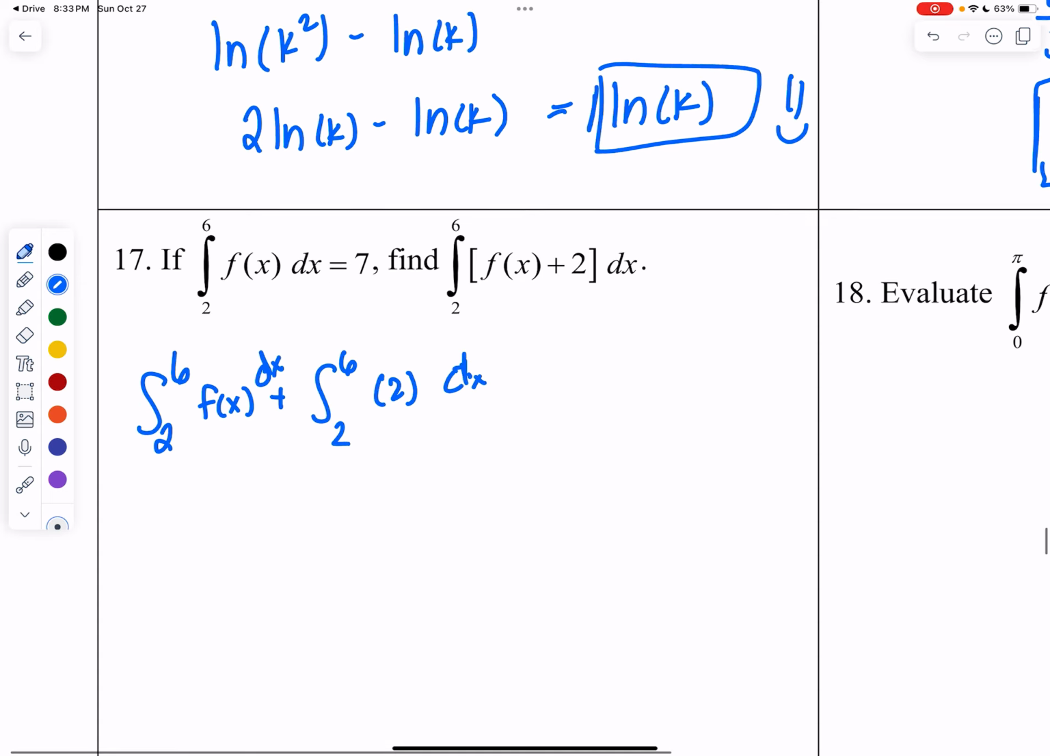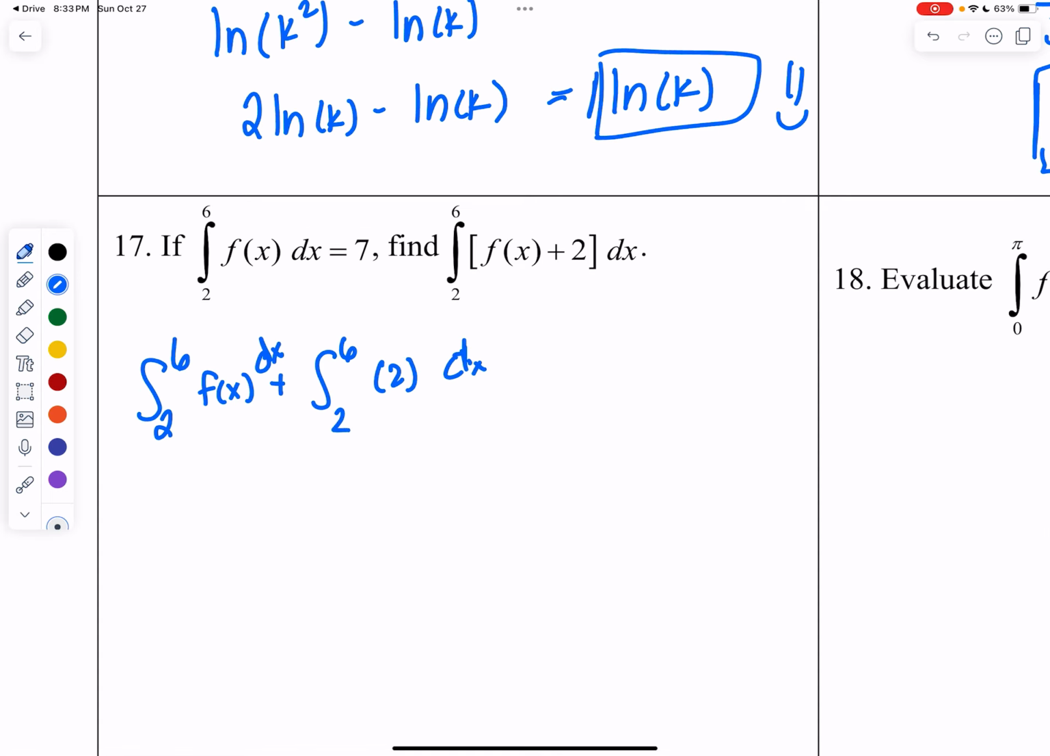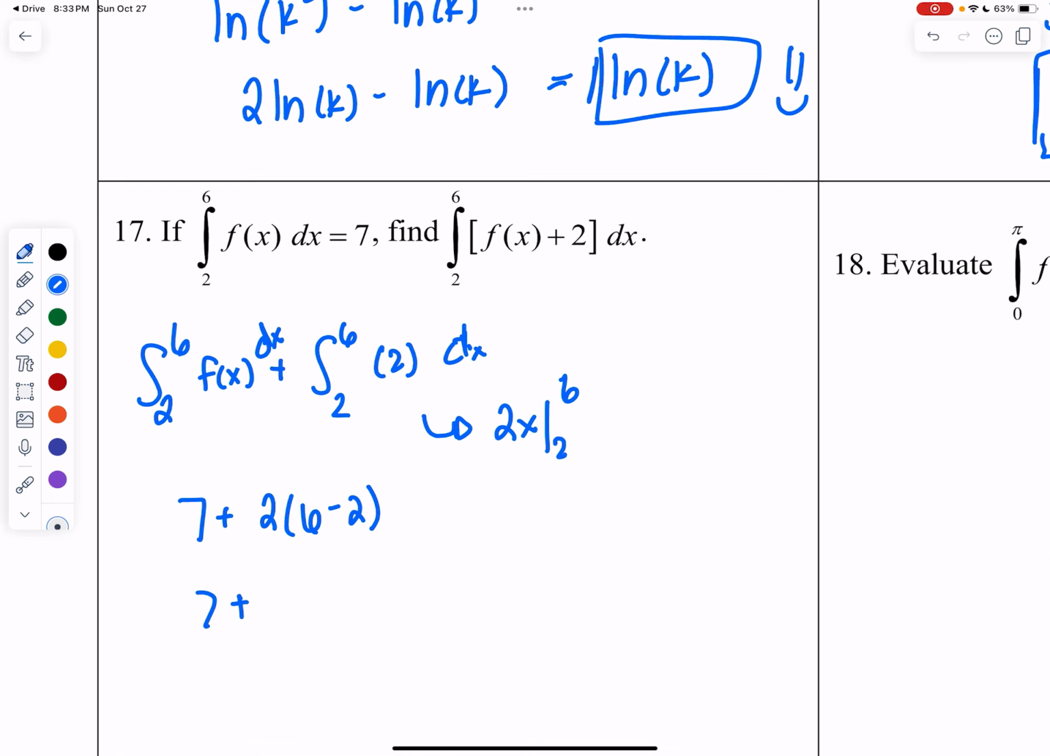So we already know that the integral from 2 to 6 of f of x dx is 7 from what they gave us. And then we know that from FTC, technically, we have 2x, from 2 to 6, which is 6 minus 2. So that's why we are able to do that, just finding that rectangle. This is going to be 7 plus 2 times 4, or 15.